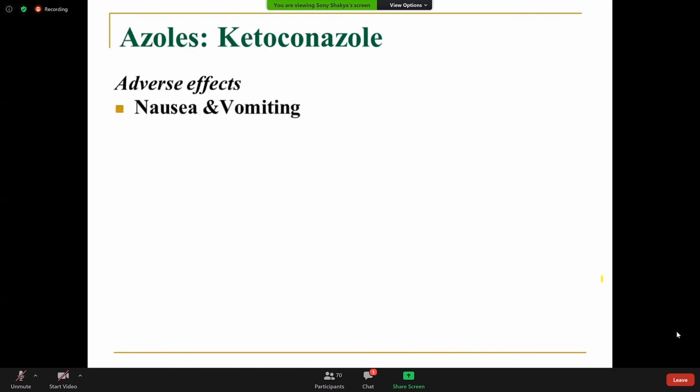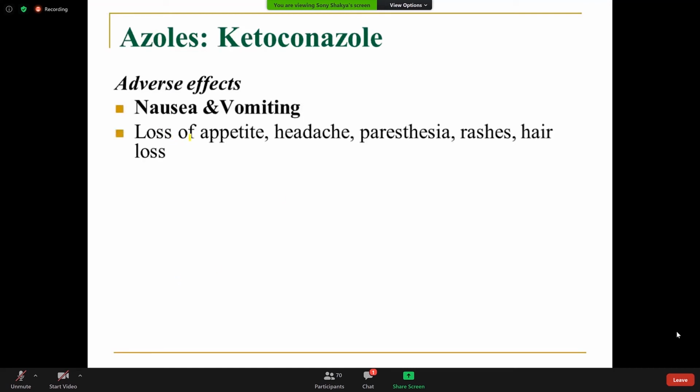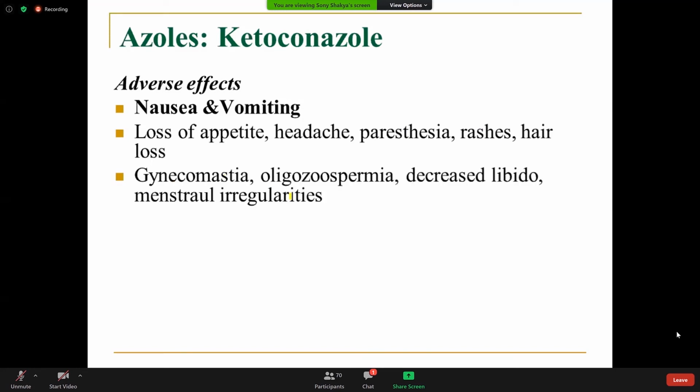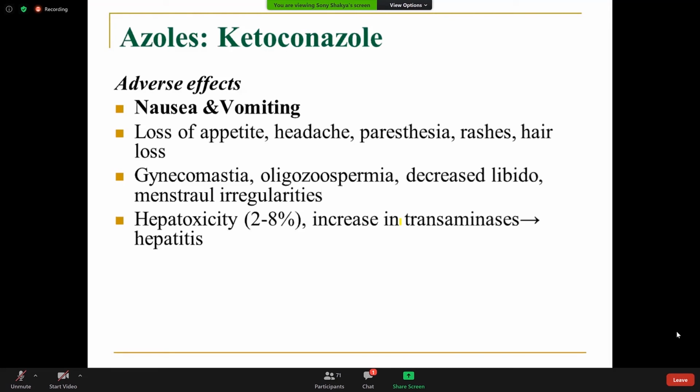Adverse effects. I have made it bold. Nausea, vomiting, a very common one. Similarly, others: loss of appetite, headache, paresthesia, rashes, hair loss, gynecomastia, oligozoospermia, decreased libido, menstrual irregularities are found, hepatotoxicity, increase in transaminase, the liver enzyme, which can lead to hepatitis. So this is ruled out before you give systemic treatment or long-term treatment with ketoconazole.